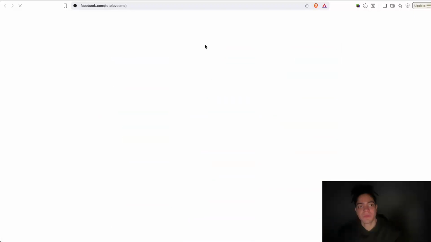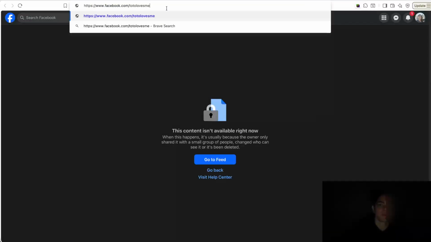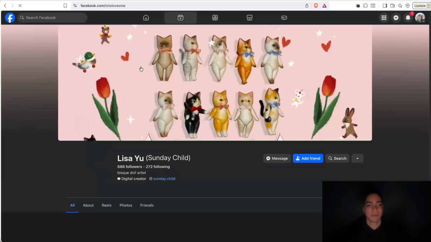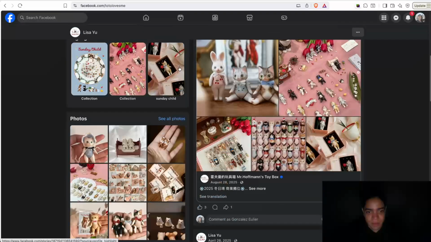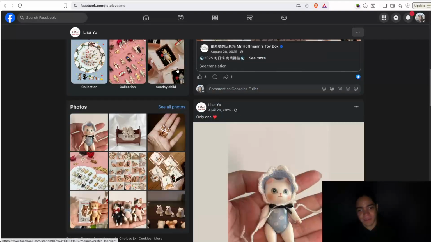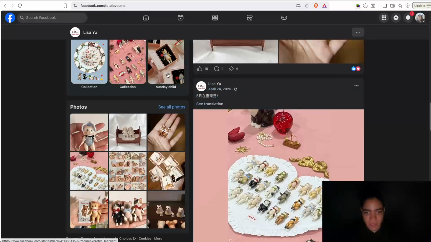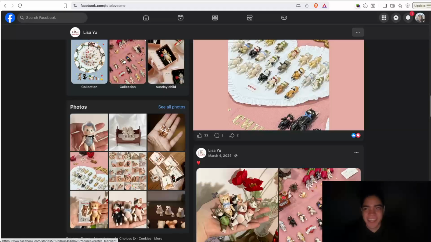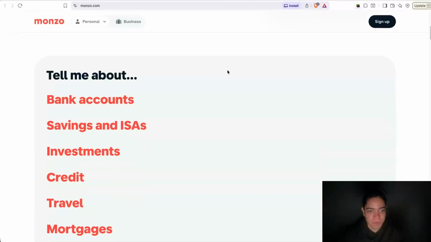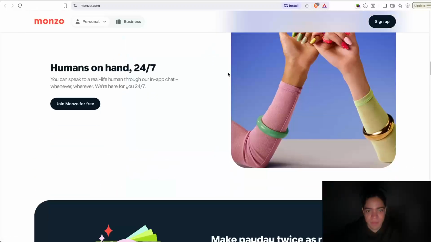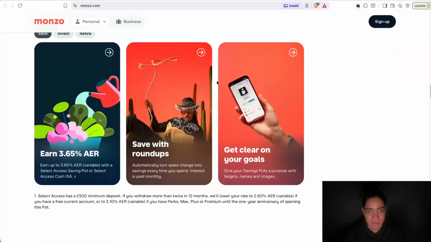Did I put the URL right? Oh, no. What about now? Okay. Digital creator and stuff like that, right? Okay, that's lovely. So even Monzo, right? Yeah.